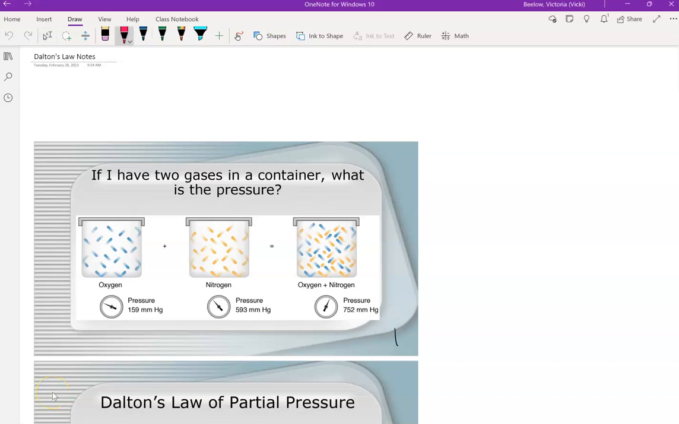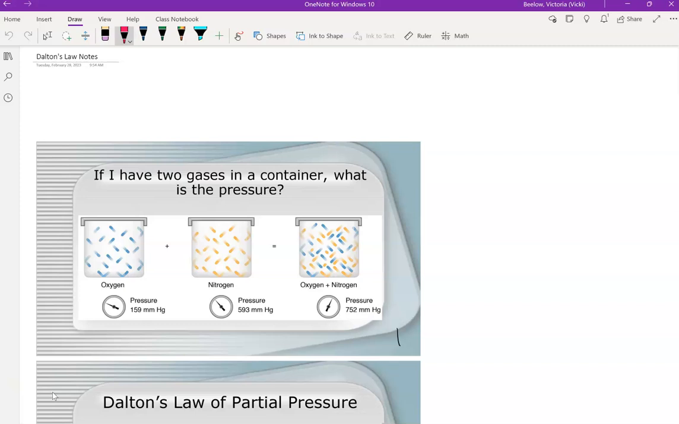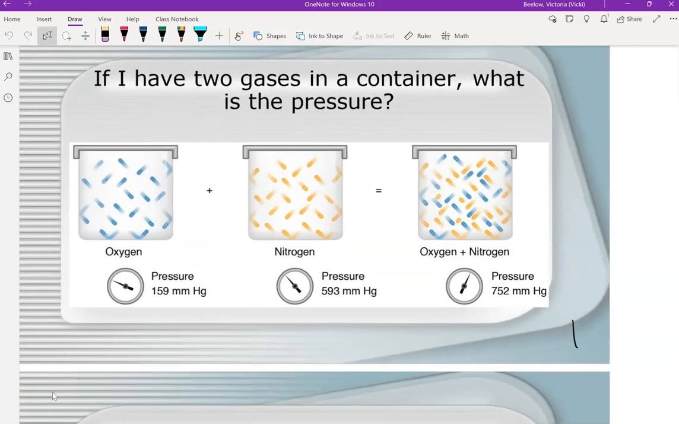In this video, I'm going to be going over the Dalton's Law notes. This is Dalton's Law of partial pressure for gases. Up until this point, we've been talking about one gas in a container at a time. Now we're going to start talking about two gases in a container at a time, and in relation to pressure specifically.